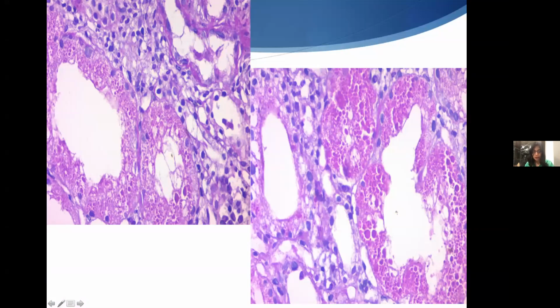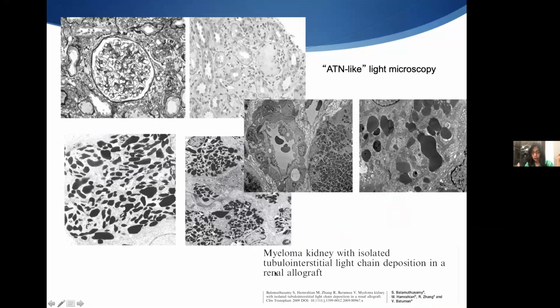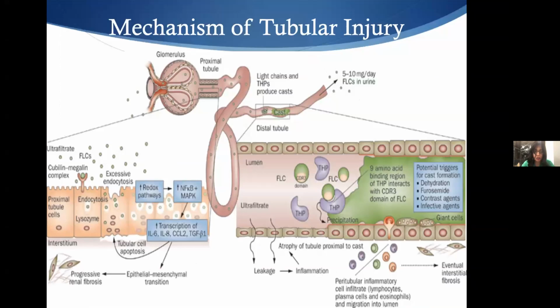As I said, this entity is recurrent in transplant, as you can see in this report, where they spotted isolated tubulointerstitial light chain deposition in renal allograft. So to sum up the tubulopathic changes which can occur from light chains, light chains can either affect proximal tubules or distal tubules. How are they going to cause tubular injury? Acute and eventually chronic injury.